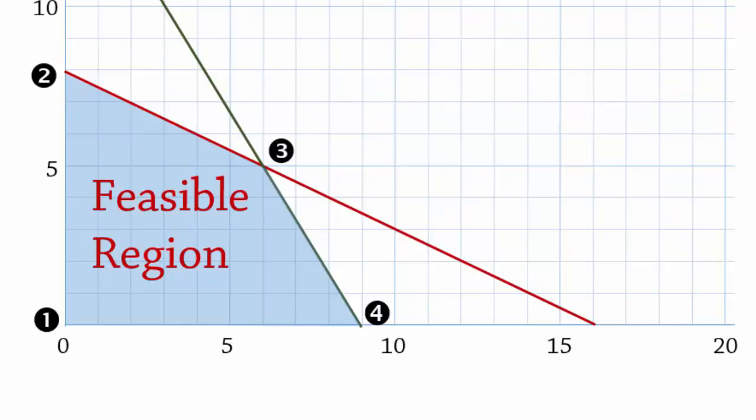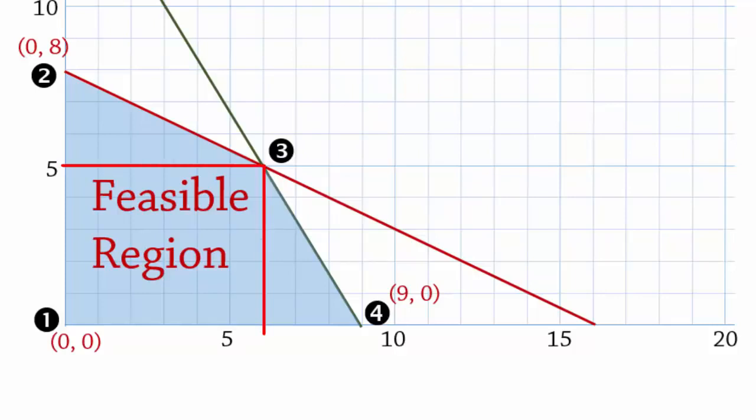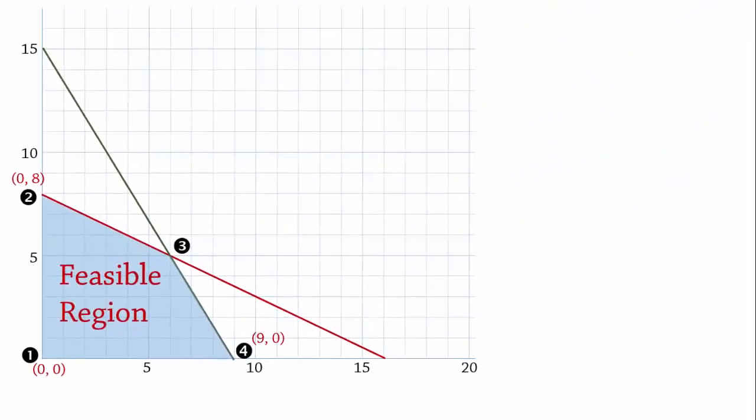At corner point 1, the coordinates are clearly 0, 0. At point 2, 0, 8. At point 4, 9, 0. Now, those are easy to see. For corner point 3, we can see that the coordinates are 6 and 5 by eyeballing. That is, looking at it very closely. But eyeballing is not usually the best way to go when finding the intersection of two lines, especially when manually drawing the graph. So let's see a way to solve the two equations simultaneously to determine the actual coordinates.